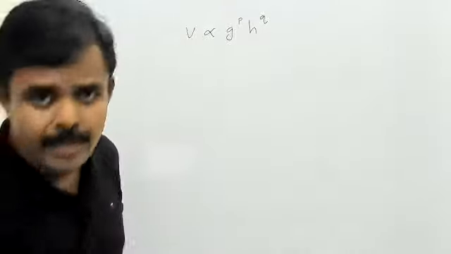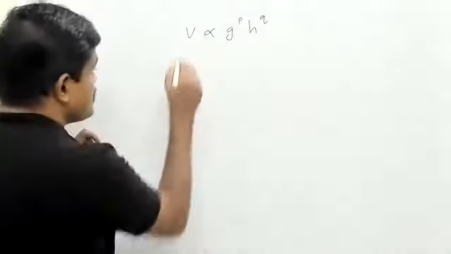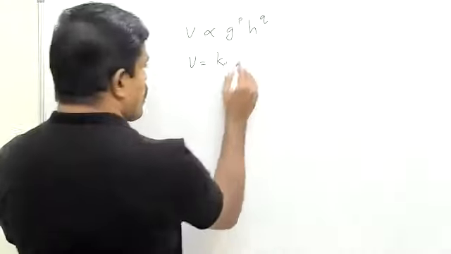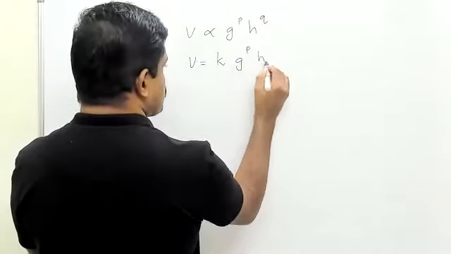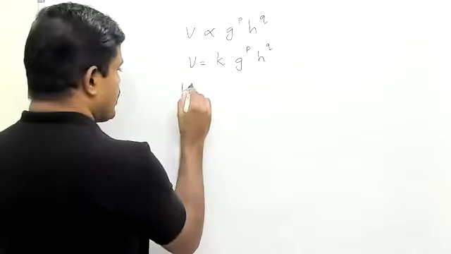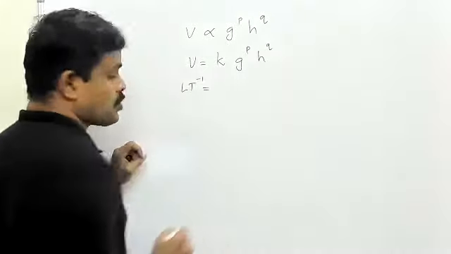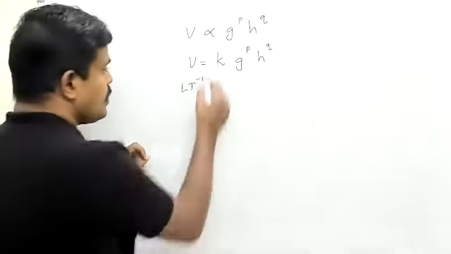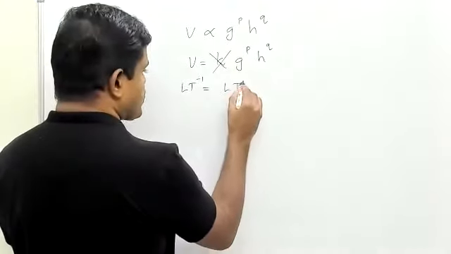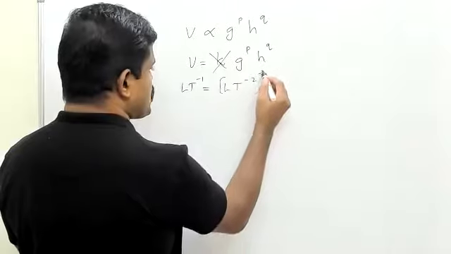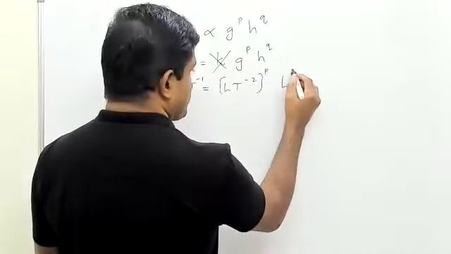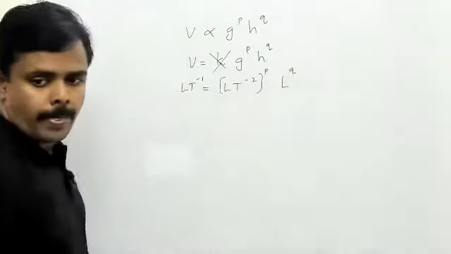Try it yourself. I'm doing it here. If you are not able to do, you can see the board. V is equal to, first of all, you have to put a constant into g raised to p h raised to q. Then put dimensions on either side. What are the dimensions of V? LT raised to minus 1. K's dimension is not to be written. G is acceleration due to gravity, LT raised to minus 2 raised to P. H is height. That is L raised to Q.